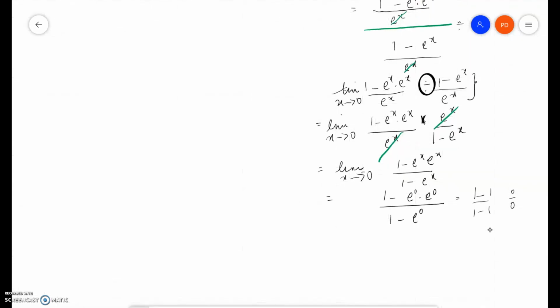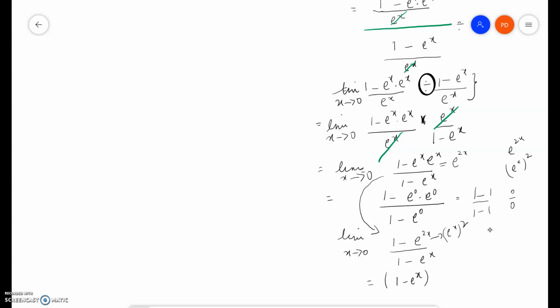So let's look at this expression again. The limit as x approaches 0, let's write e to the x times e to the x as e to the 2x. So that's 1 minus e to the 2x over 1 minus e to the x. Since substitution didn't work, we're trying something more. We write this as e to the x, the whole squared. So e to the 2x can be written as e to the x times 2, which is the same as e to the x, the whole squared.